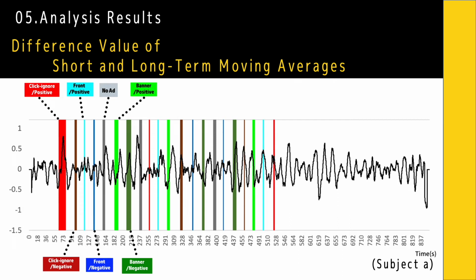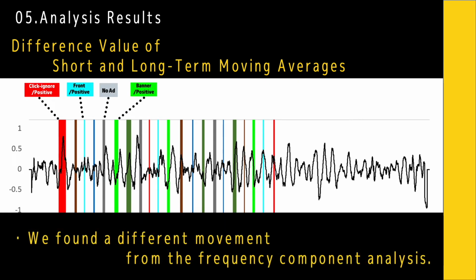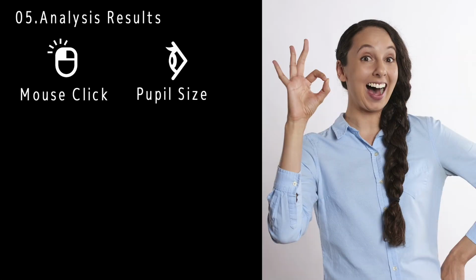Next, we focused on the short-term and long-term moving averages. We calculated the difference between the two signals. This analysis is a commonly used technique for capturing stock price trends. I show the calculation result on the screen. We considered that there is a different movement from the analysis by frequency component. However, we found a move in response to the ads as before. The graph so far shows one of the subjects as an example. Other subjects showed similar trends.